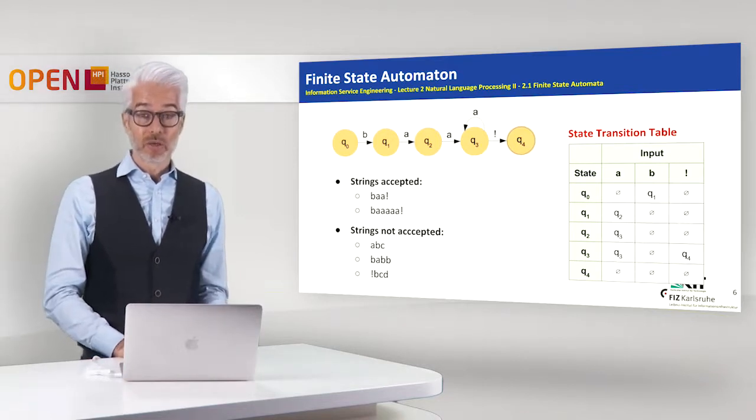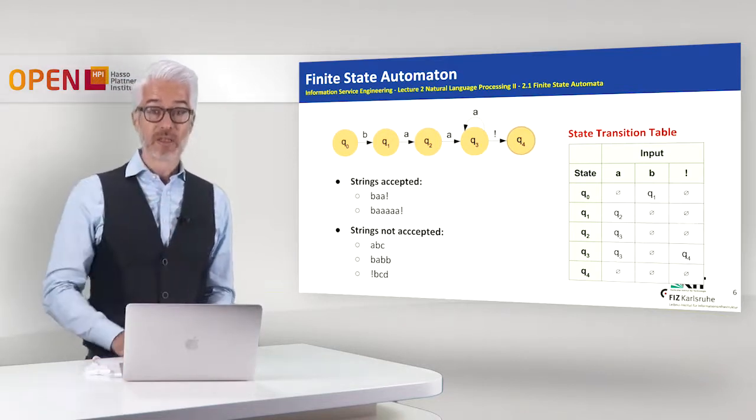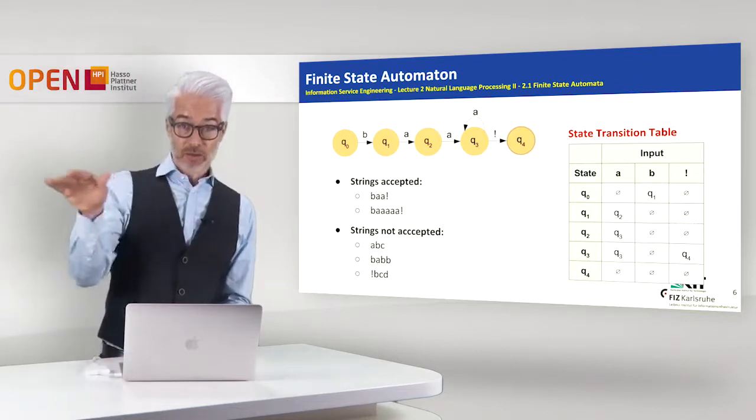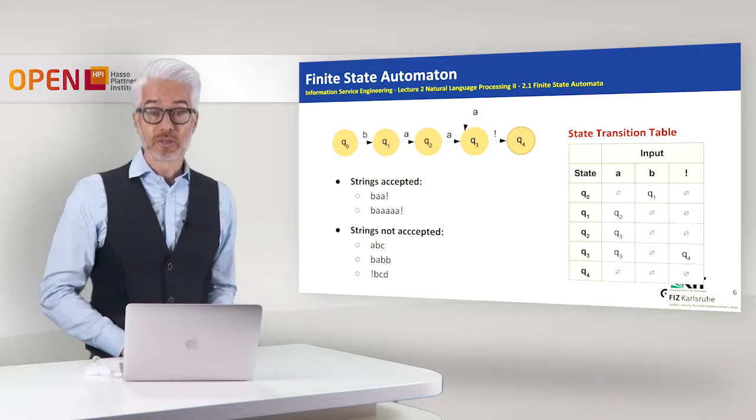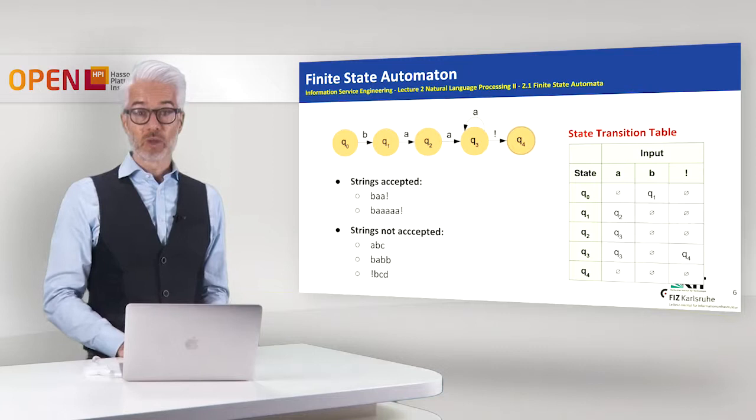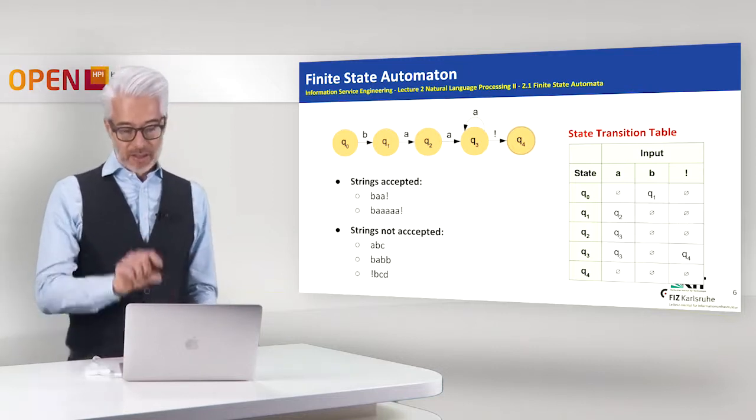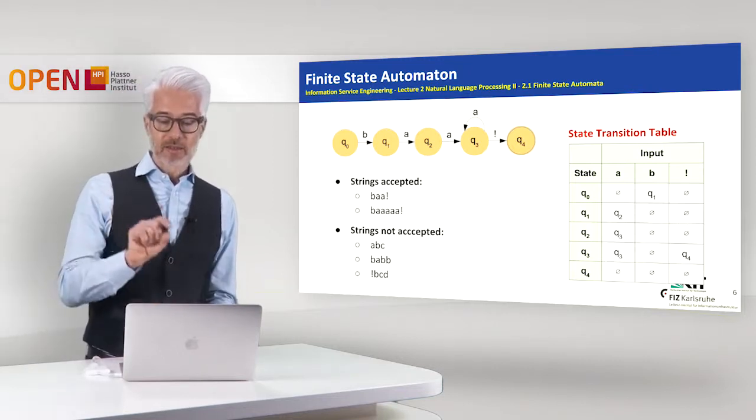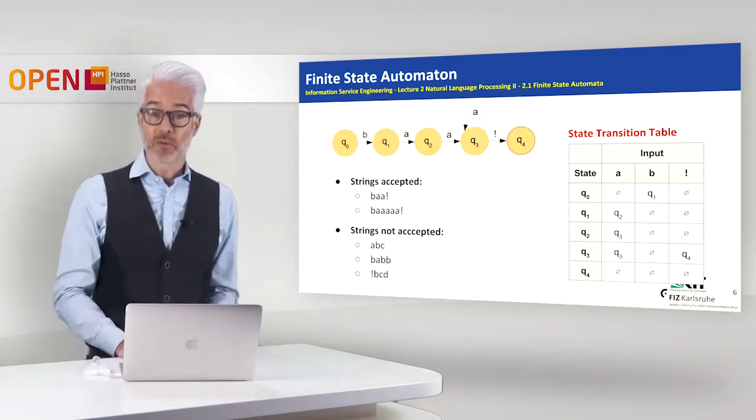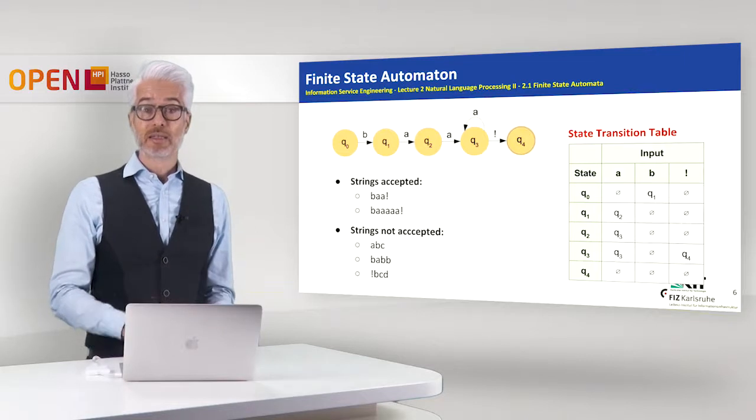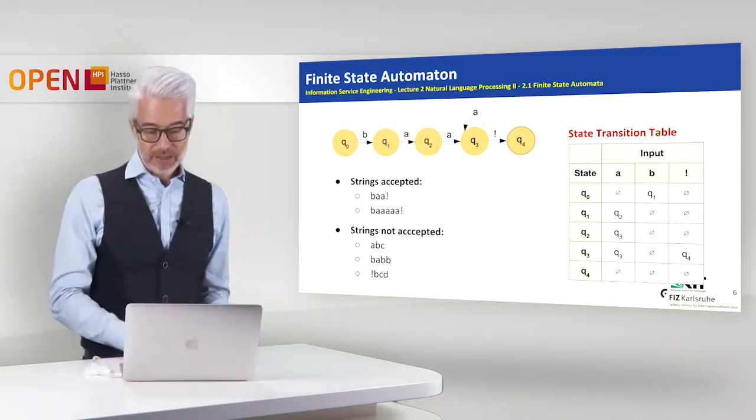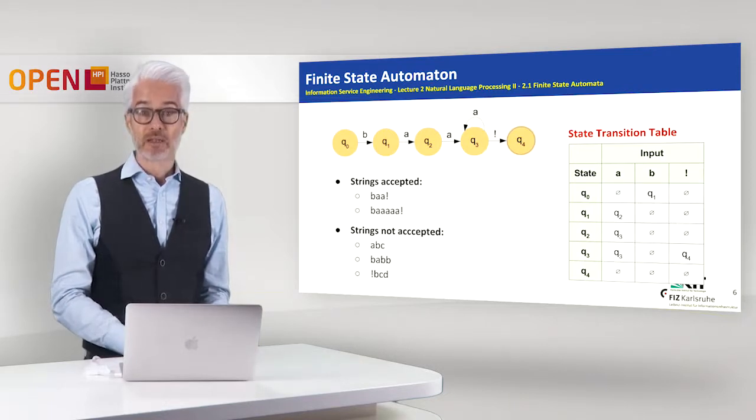You see here, in the first column, the set of states, and in the first row, the different input symbols that are available. And in that table, in that matrix, you see what happens, for example, if the automaton is in state Q sub 0 and the input symbol B is read: then this table says it goes on with Q sub 1. So this is how the state transition table works.